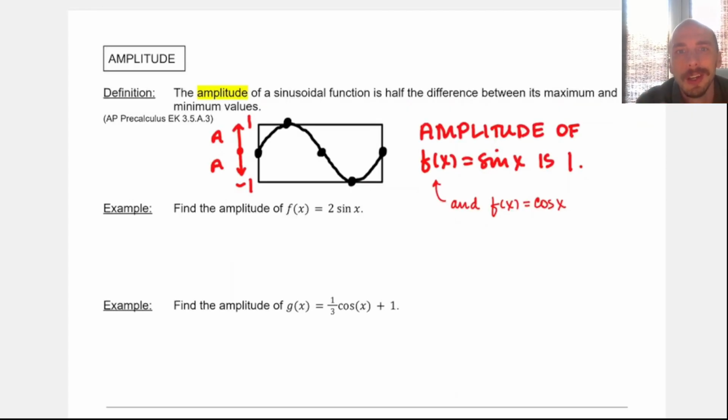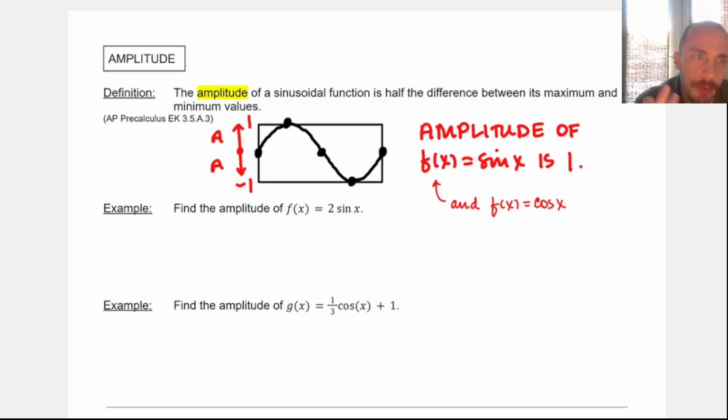Now I'm going to go through each of the aspects of the graph and think about what in the formula for one of these sinusoidal functions is going to cause the change in the amplitude, the midline, the period, and even the starting point. We'll have new terminology for that.